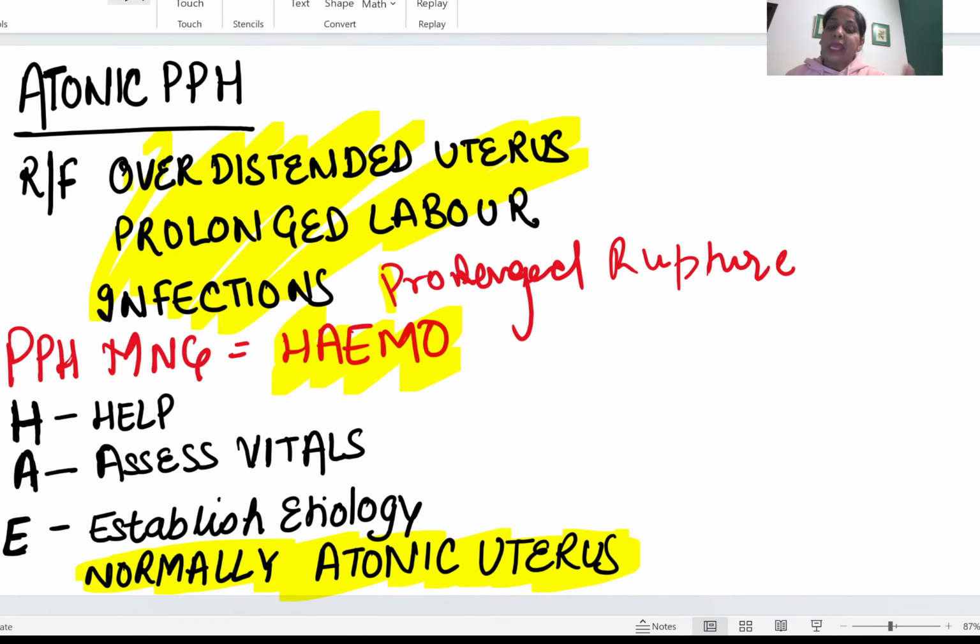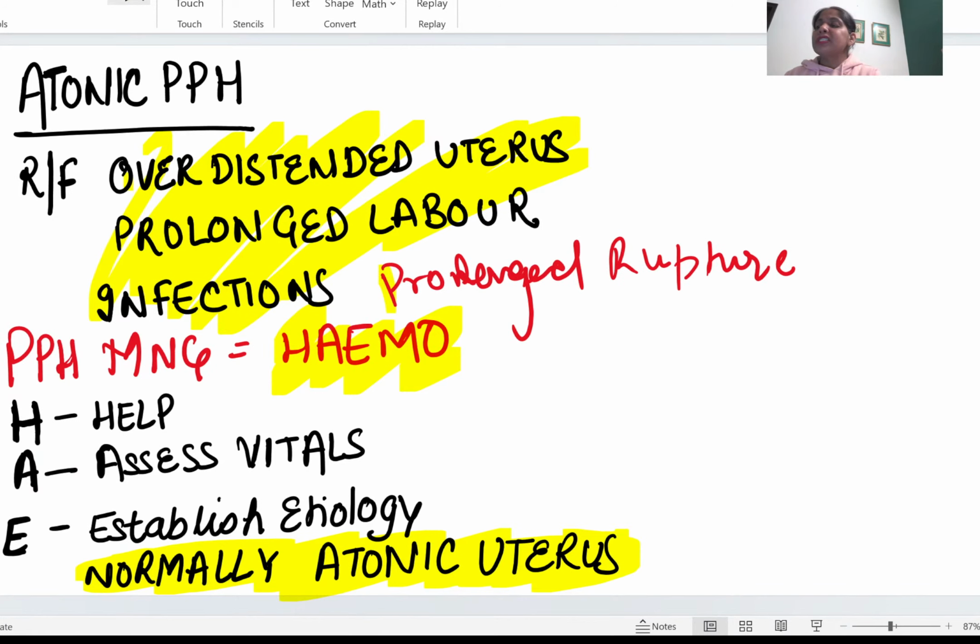And E stands for establish the etiology. As we studied, there are four etiologies: tone, tissue, trauma, thrombin. So how will we establish the etiology? Just by putting one hand on the per abdomen. If the uterus is contracted, it means the causes are the other three. If we feel the uterus is very tight, ball like, it means tone is not the cause, the uterus has been contracted.